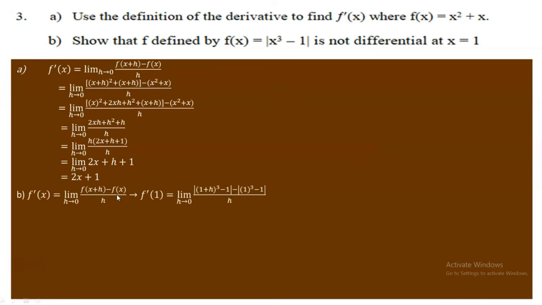What comes next is b, students. In the case of b, again, you are asked to show that this is not differentiable at 1. So f derivative at x by definition is this, and you are asked now to find what f derivative at 1 is going to be.